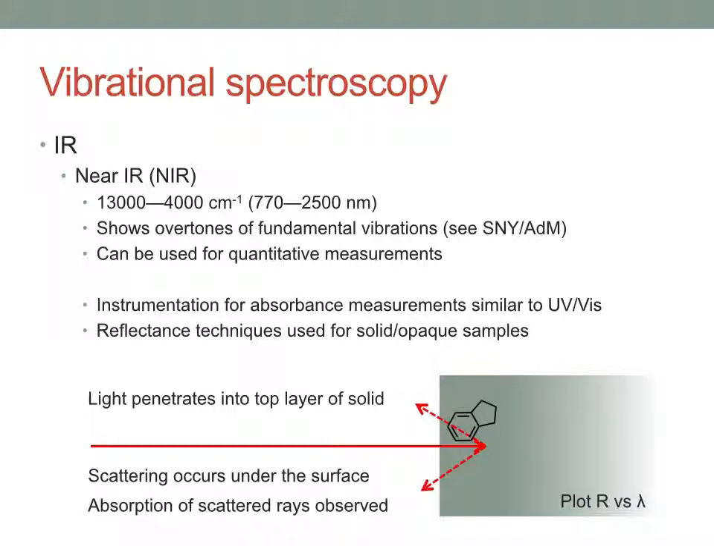In this case, we can look at either overtones of fundamental transitions, but the thing about near infrared, it behaves a lot more like an absorption instrument. In other words, I can get quantitative information off it. If I use a reflectance technique, what essentially I'm doing is I'm putting light into my sample, and I'm going to measure the light that gets scattered back from my sample.